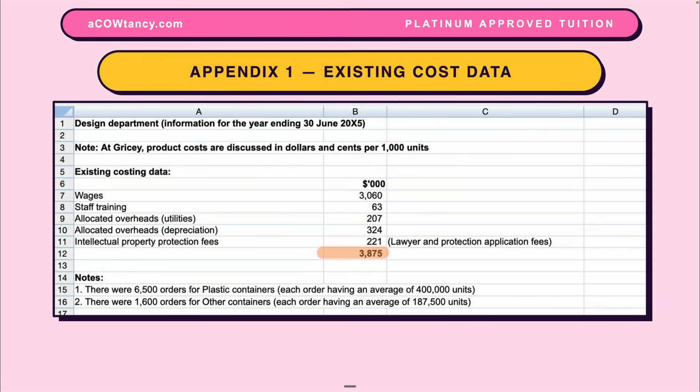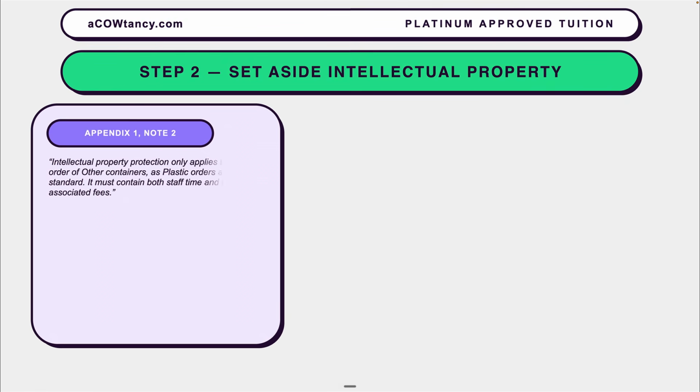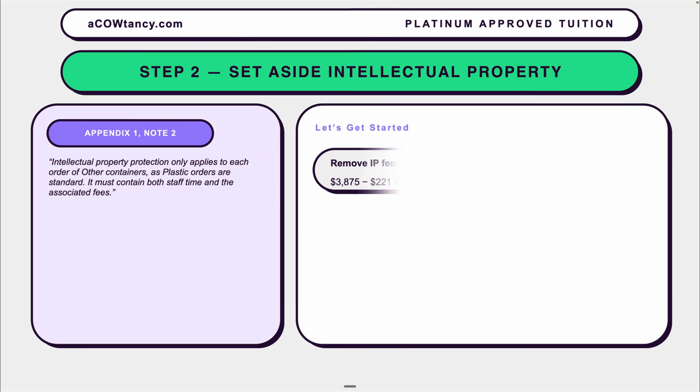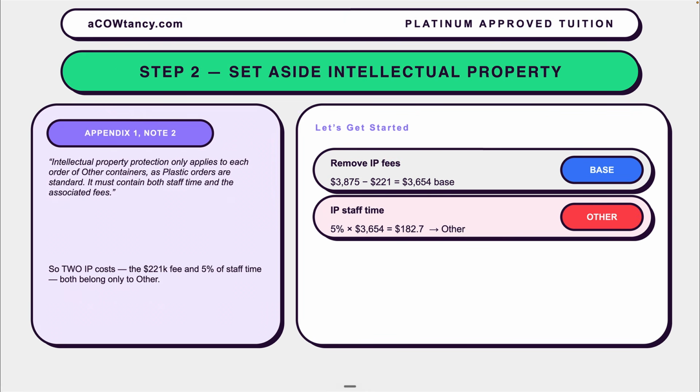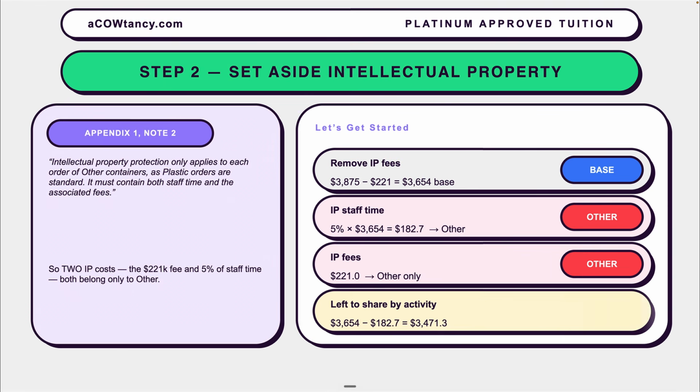So let's do it. Let's split up that 3875, but let's take out the 221 IP fees. And where are those IP fees going? Hopefully you remember they're going to other. So we've actually got 3654 to split out. And remember, 5% of that 3654 was IP staff time, so that's also going to other. 221 is going to other, and the rest we still have to share out. So you've worked out two figures that go into other already.